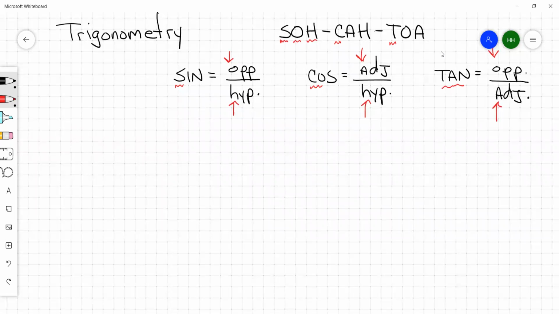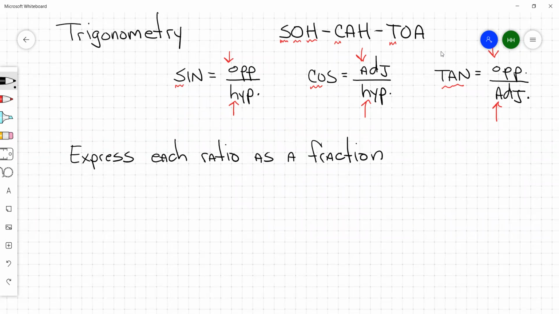Here's how this works, okay? First thing that you're going to be doing in your assignment today is you're going to express each ratio as a fraction and as a decimal to the nearest hundredth.